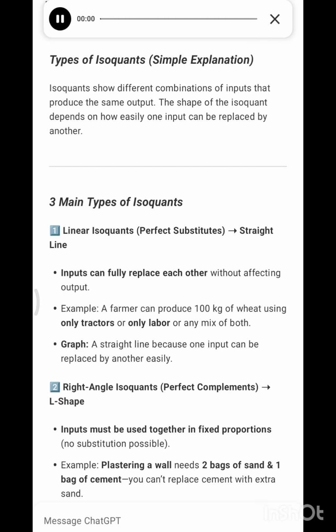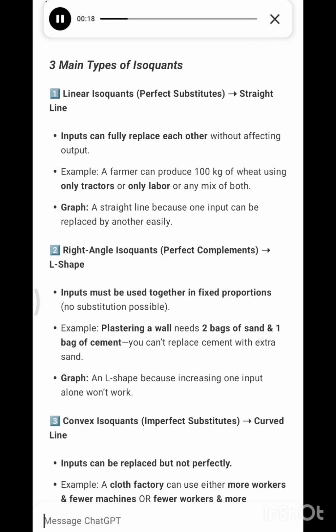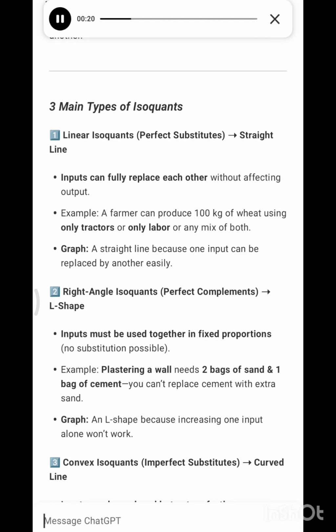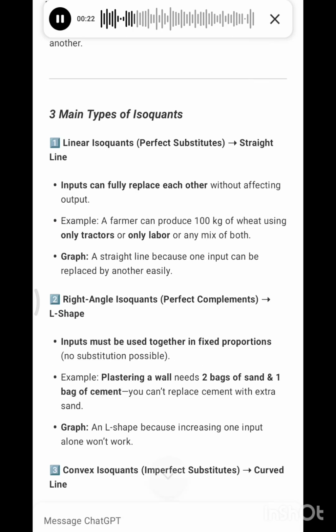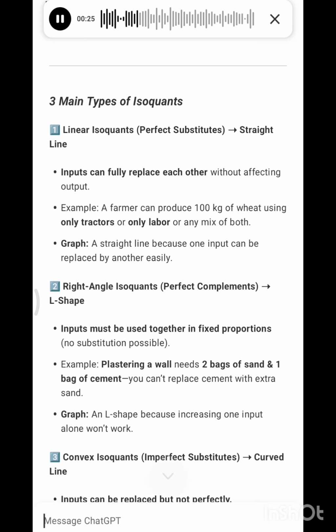Types of isoquants, simple explanation. Isoquants show different combinations of inputs that produce the same output. The shape of the isoquant depends on how easily one input can be replaced by another. 3 main types of isoquants. 1. Linear isoquants, perfect substitutes. Straight line. Inputs can fully replace each other without affecting output. Example: a farmer can produce 100 kilograms of wheat using only tractors, or only labor, or any mix of both. Graph: a straight line because one input can be replaced by another easily.